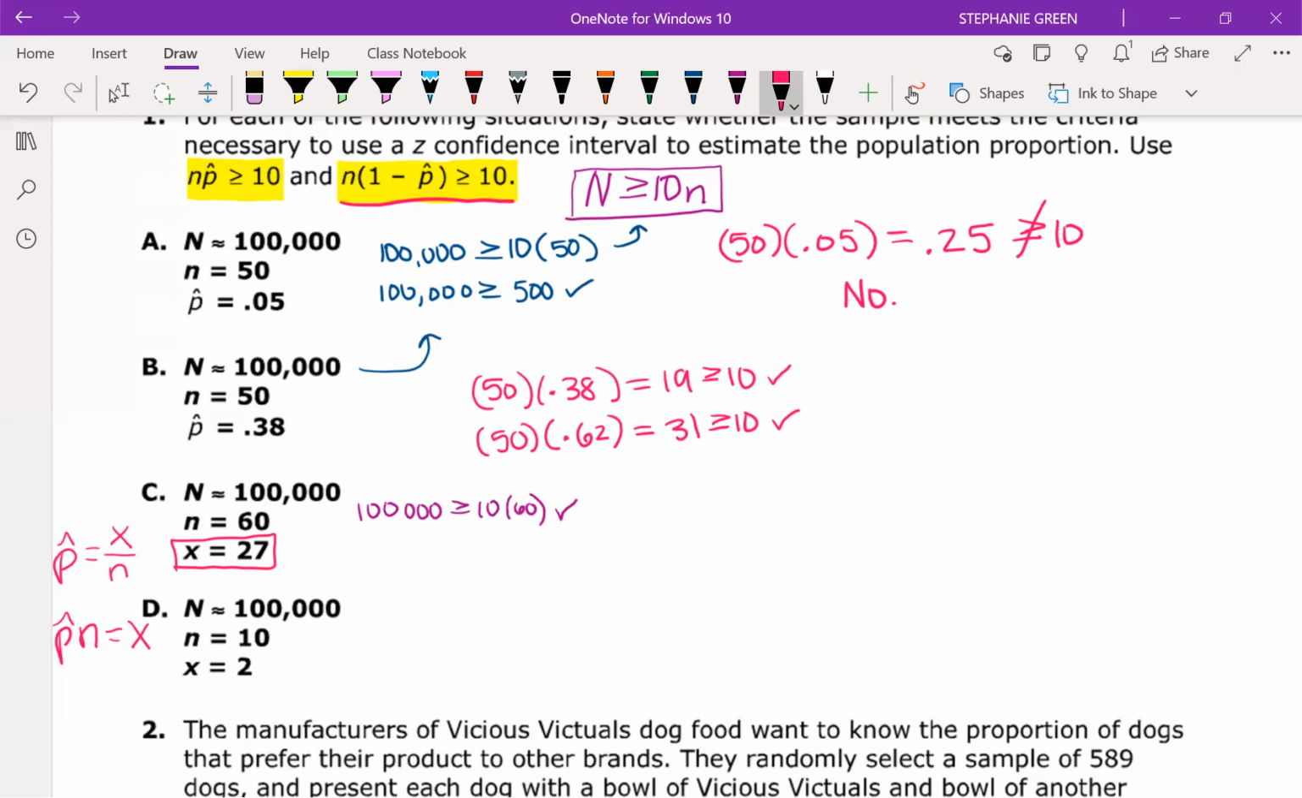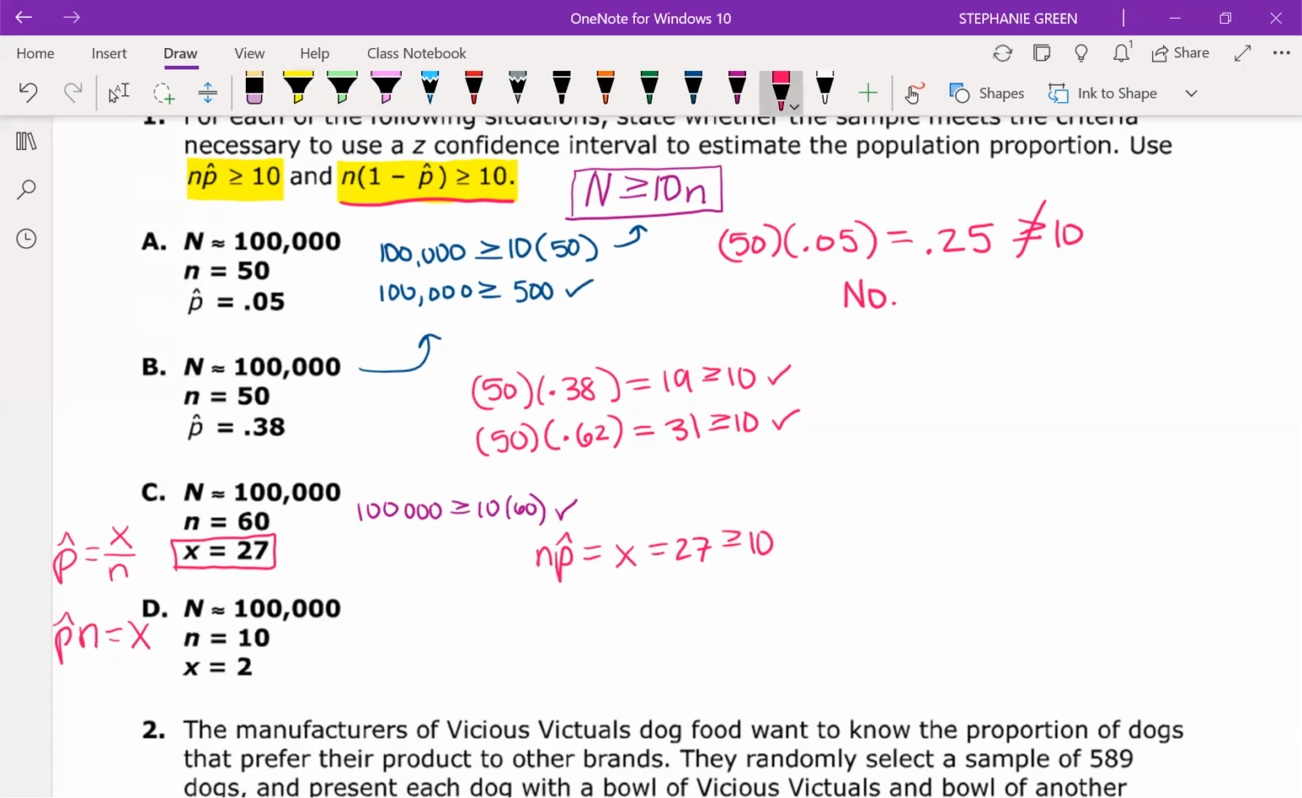That's actually a really neat shortcut, and if you remember that, np hat is the same thing as x, the actual number of successes. So I could use my 27 and my 60, calculate my p hat, and then divide by 60, but it's kind of silly because you literally divide by 60 and then multiply by 60, which gets you right back to x, 27. So is 27 greater than or equal to 10? Yes, it is.